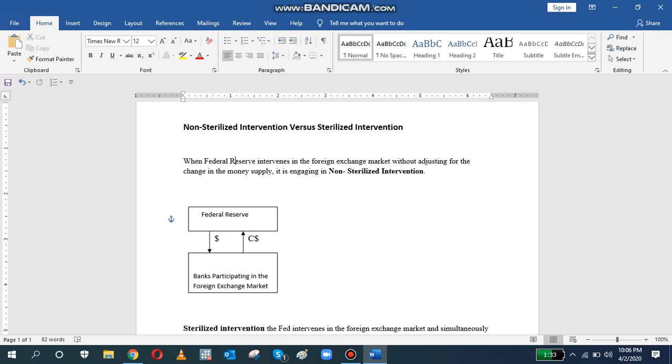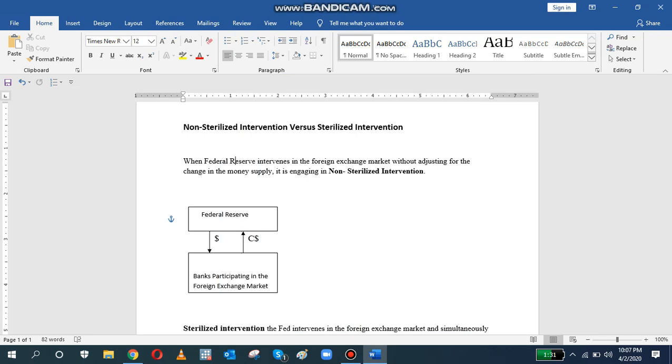When the Federal Reserve intervenes in the foreign exchange market and is not adjusting for the change in money supply, it is referred to as non-sterilized intervention. And let us understand with the help of the example. If the Federal Reserve wants the Canadian dollar to appreciate against the US dollar, it will buy the Canadian dollars from the banks participating in the foreign exchange market.